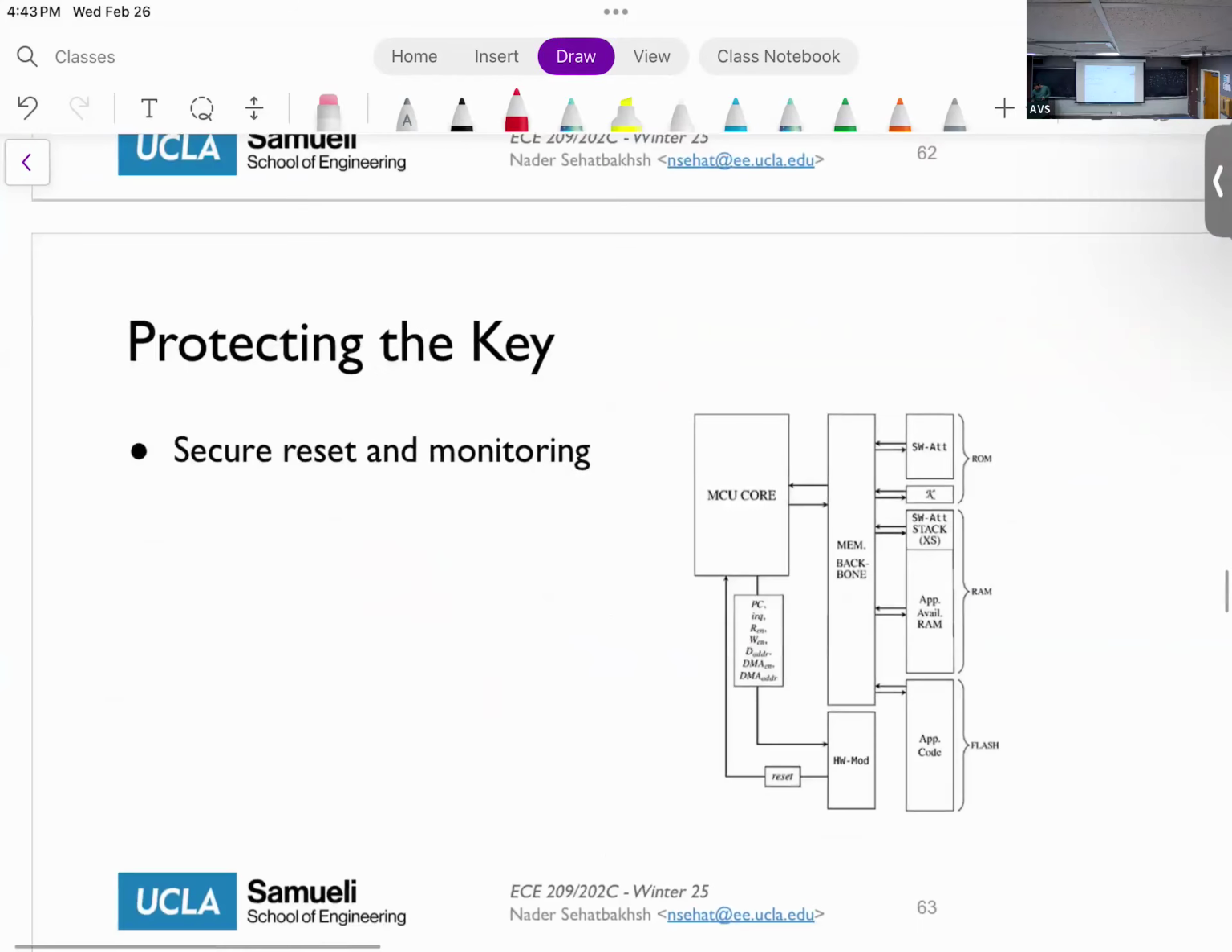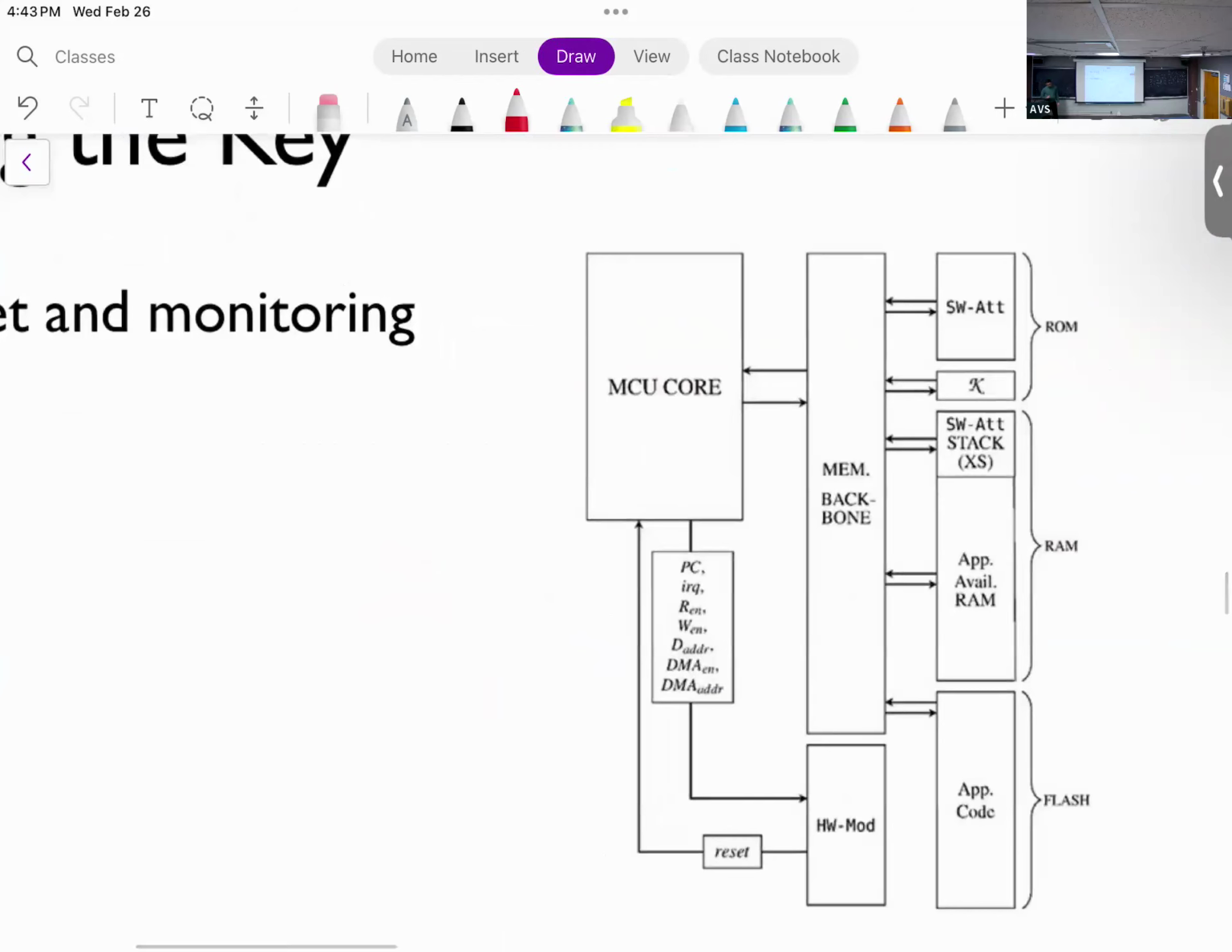So this is why we usually have what we call a secure reset. Whenever there is any sort of request from the PC, from the interrupt, the error also goes into this hardware monitoring unit that causes the system to reset. And this reset is basically cleaning up everything, deleting everything from the registers and the stack, and then resetting the system. So essentially repeating the attestation process or any other process, like initializing the boot and all that.